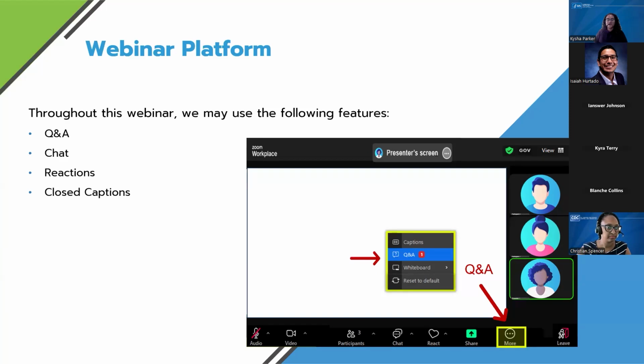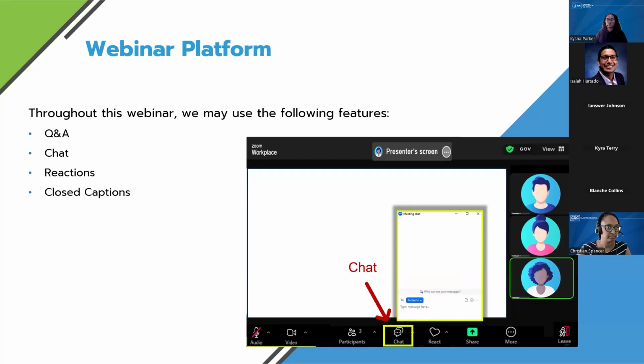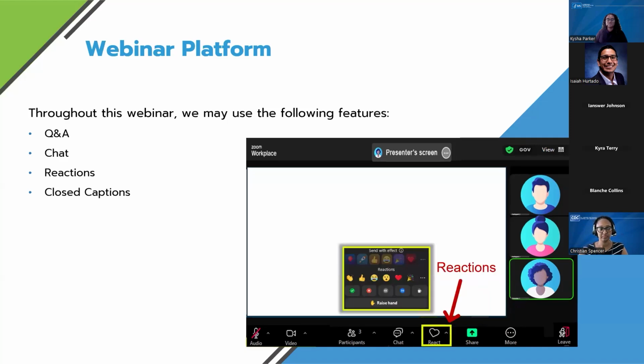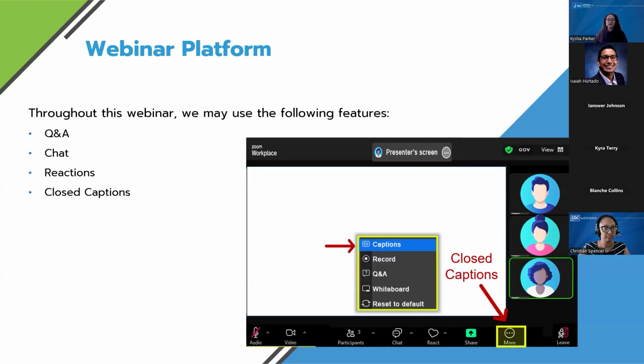Chat. To access the chat, click the chat option on your toolbar. Reactions. To access the reactions, click React on the toolbar. And I see we have some folks in the chat. Hi, Muhammad. And then lastly, closed captions. I'm excited to share that live captions are available for this webinar. To access, select the captions icon on your toolbar. Also, please be aware this webinar will be recorded. By remaining on the webinar, you are consenting to being recorded.